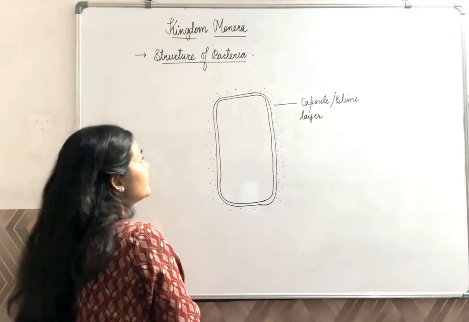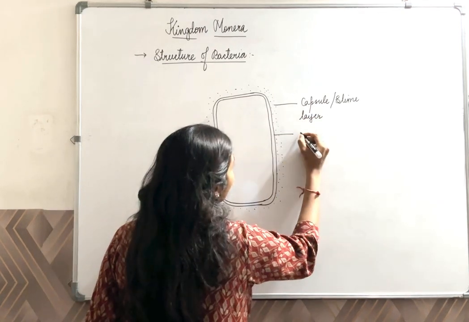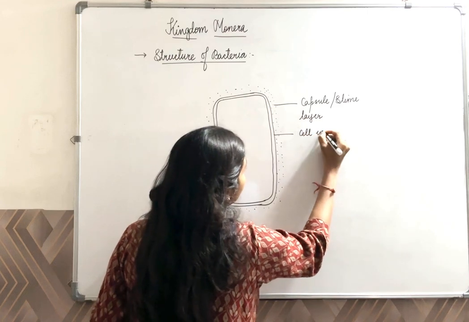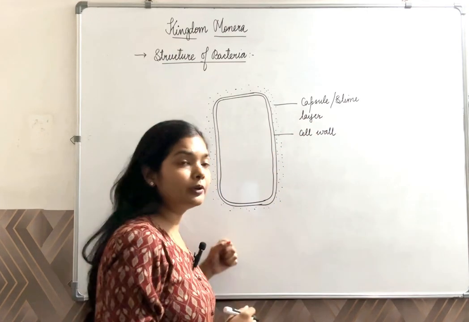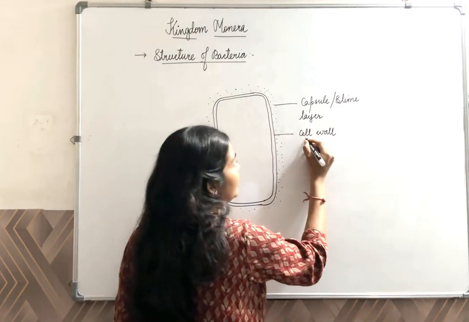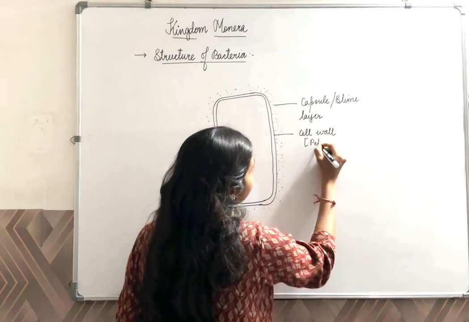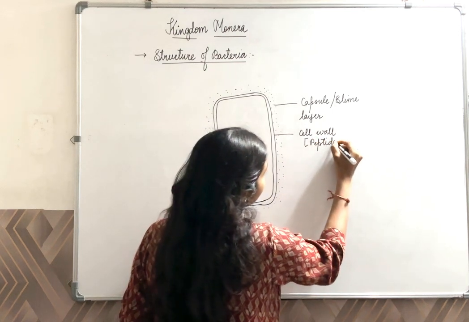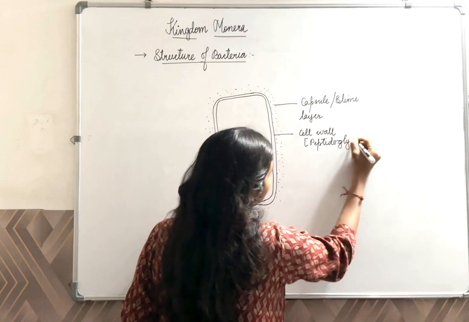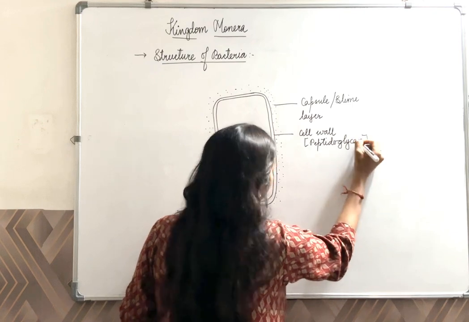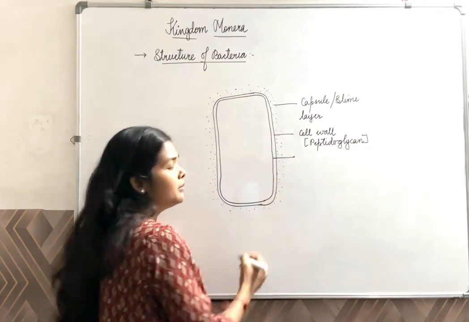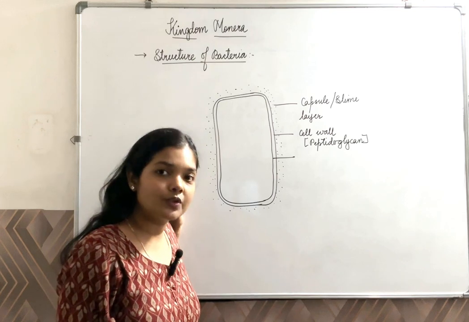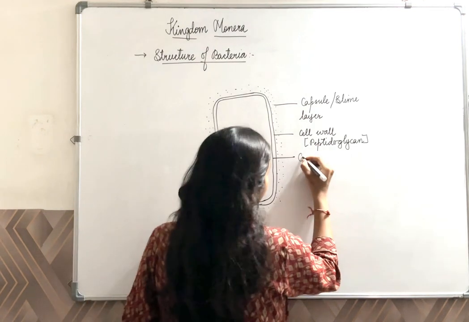Followed by that, the next layer that we see is the cell wall. The cell wall, which is composed of which component? It is the peptidoglycan. The next layer which comes here, innermost, is the cell membrane, which is also known as plasma membrane.